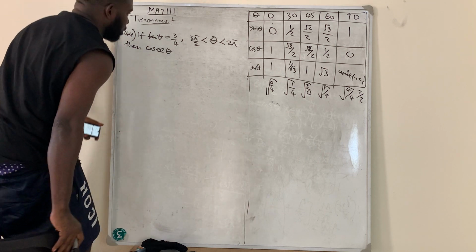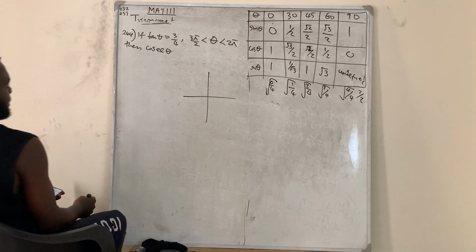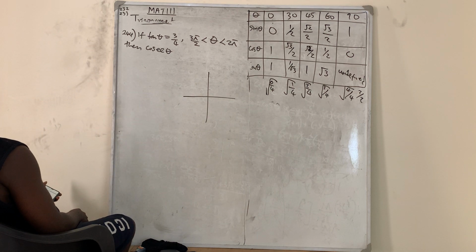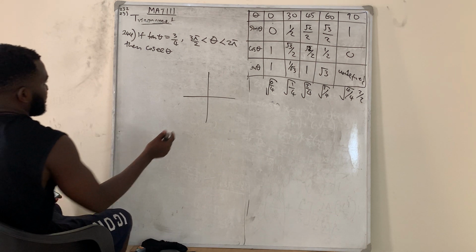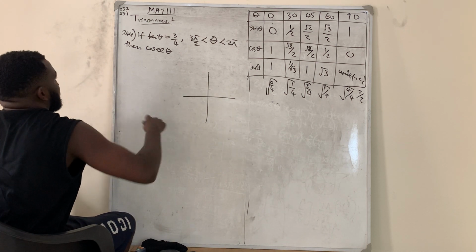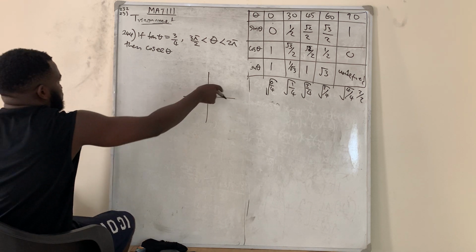Okay, now what do you do? First of all, you draw it. Don't forget that they say that this thing is in the third quadrant. In trigonometry, are we moving clockwise or anti-clockwise? I made a mistake. We are supposed to move anti-clockwise. So in the other question, please resolve it. We're supposed to move anti-clockwise.